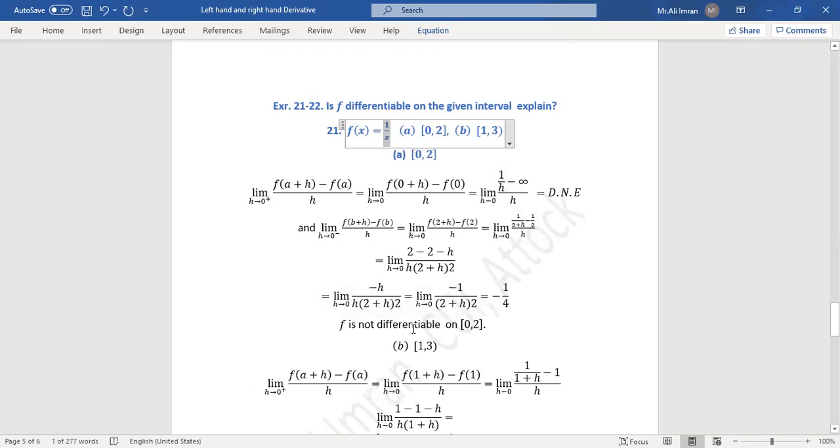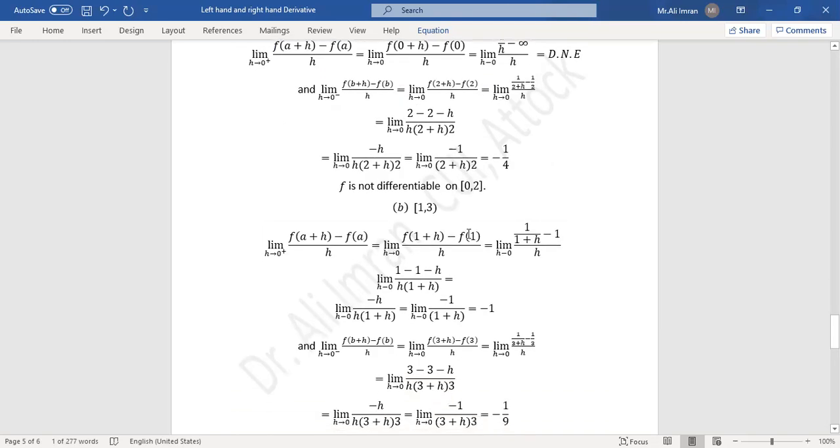Now, the right hand limit does not exist, and the left hand limit exists, but it is necessary for a function to be differentiable that both the right hand derivative limit and left hand limit should exist. Now the right hand limit does not exist, so f is not differentiable on the interval 0 to 2.